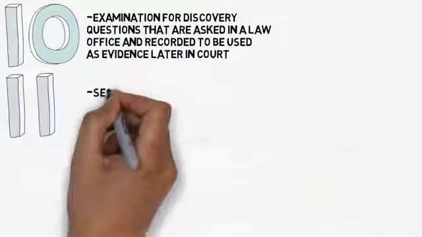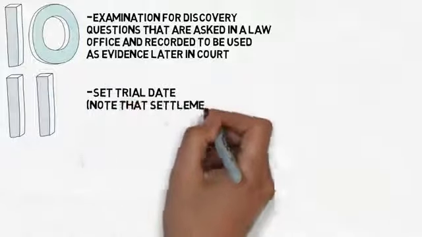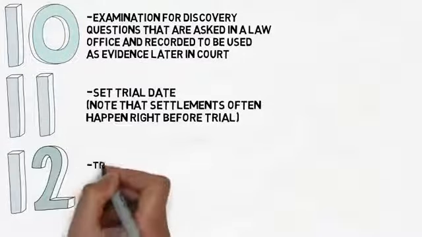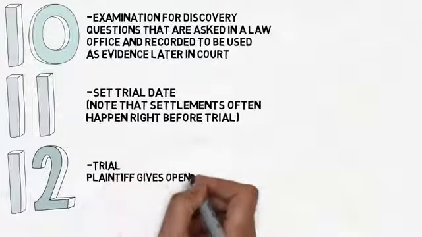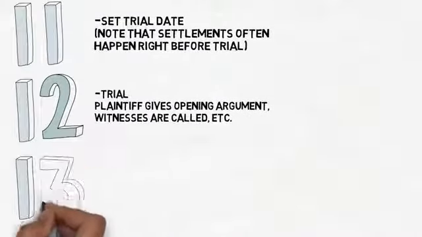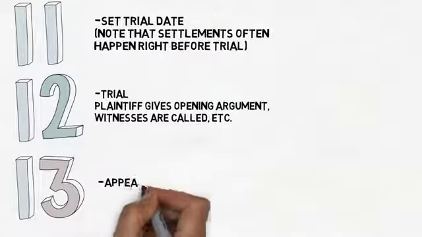Number 11. Set trial date. Note that the settlements often happen right before trial. Next, we have number 12, which is the trial itself. This is when all the factors and events that normally occur during a trial take place. Following that, we have number 13, which is the appeal process.